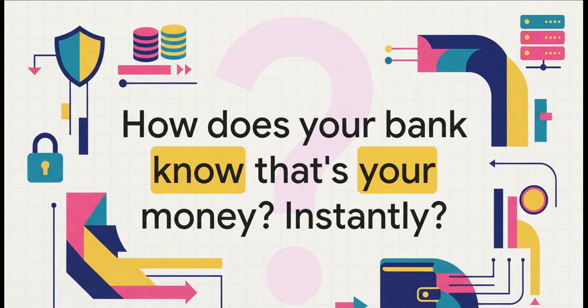Okay, so it all kicks off with a really simple question. You log in and boom, there's your exact balance. How in the world does your bank know with 100% certainty that that specific number belongs to you and not the person sitting next to you? Well, the answer isn't magic. It's an incredibly well-designed digital system, and we're about to map it all out.